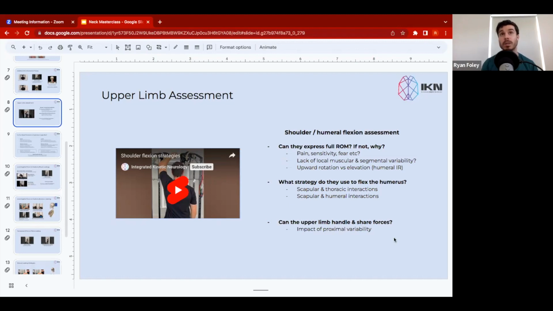Might it be a case where we're seeing heightened levels of muscle activity and limitation in variability at the cervical spine, secondary to a lack of load sharing across the upper limb, for example, and not secondary to a lack of local muscular variability? So sometimes we don't necessarily need to do a lot of local direct work on the cervical spine, but we may have to actually build the capacity of the upper limb. And that's where the assessment really comes into play here.